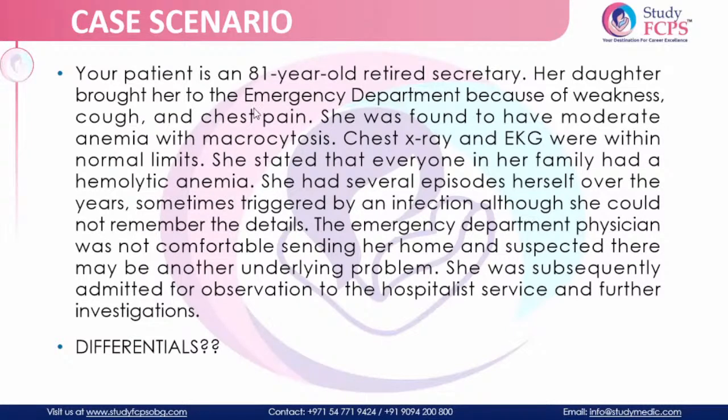So when we have macrocytes on the blood, we consider either there may be pernicious anemia, vitamin B12 deficiency, like different deficiency types of anemias, or there may be hereditary hemolytic anemia. So this point actually suggests that there may be a hereditary hemolytic anemia. Further probing the history, she had several episodes herself over the years, sometimes triggered by an infection, although she does not remember the details. The emergency department physician was not comfortable sending her home and suspected that there may be another underlying problem, and she was subsequently admitted for observation to the hospital services and further investigation. So differentials till now are vitamin B12 deficiency, pernicious anemia, and then hereditary type of hemolytic anemia.